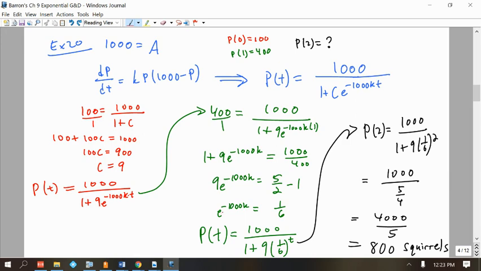I see now. Is e to the negative 1,000 K? I actually didn't solve for K. I never found out what K was. I just know that this number is 1/6. So I can just change this. So in blue, the e to the negative 1,000 K is 1/6. And then how many squirrels are there right now, which is 2 years after the beginning? So I just plug in 2. It turns out there's 800 squirrels. Okay, that's tough stuff. This is why it's BC calculus.